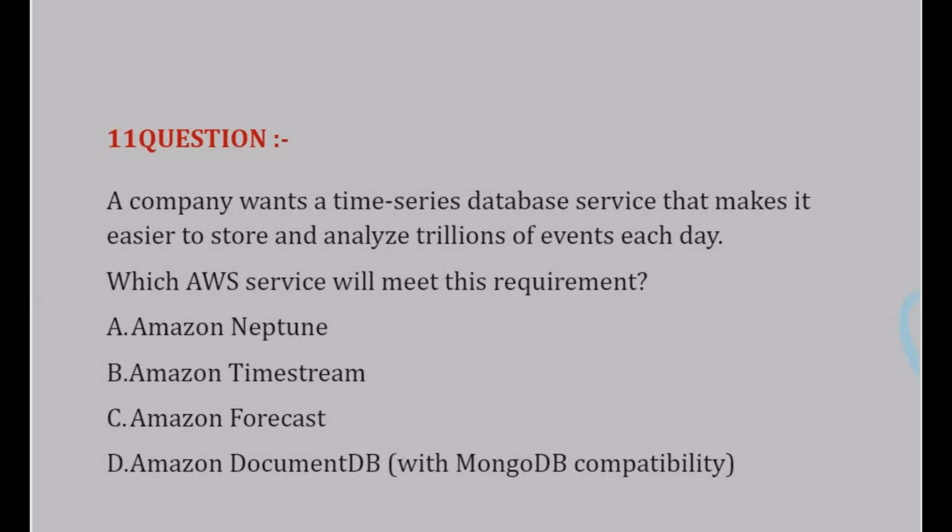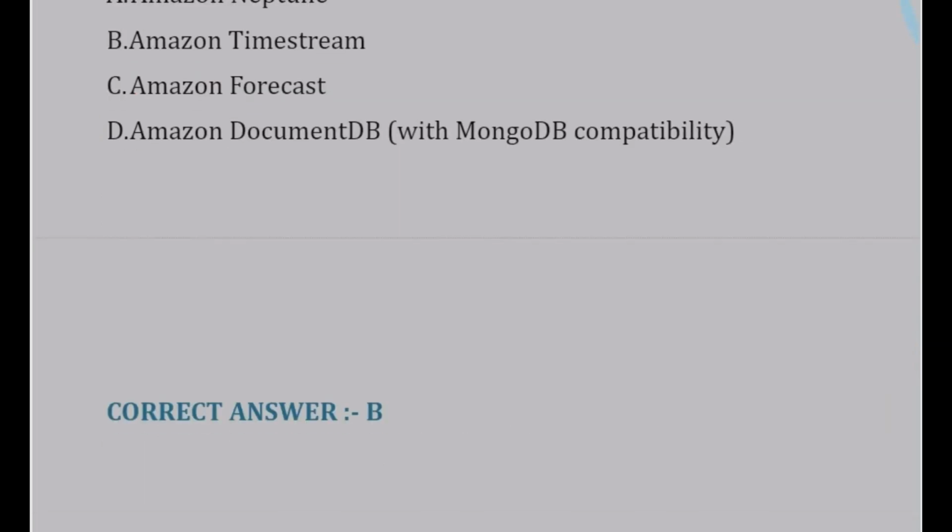Question is, a company wants a time series database service that makes it easier to store and analyze trillions of events each day. Which AWS service will meet this requirement? Option A, Amazon Neptune. Option B, Amazon Timestream. Option C, Amazon Forecast. Option D, Amazon DocumentDB with MongoDB compatibility. Correct answer is option B.